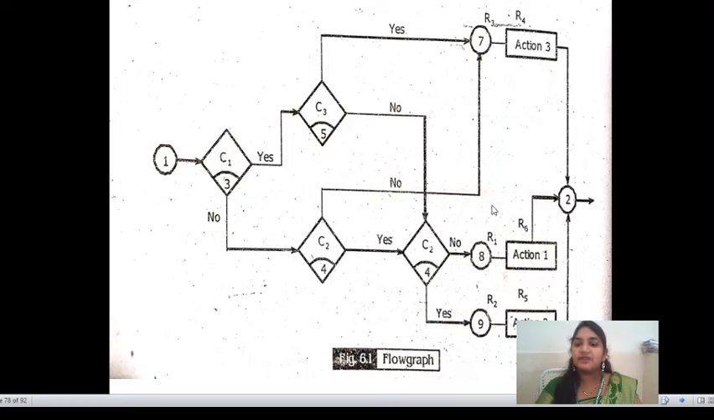Action 1, action 2, action 3 are the three actions to be performed, and 2 is nothing but the exit node. R1, R2, R3, R4 are all the rules. If the C1 satisfies the condition, then it checks the C3 condition. If it is no, then it goes to the C2 condition. If it is yes, again it goes to the C2 condition 4. So if C4 here C2 is yes, then it will go to performing rule 2 and the action will be generated. So this is about the flow graph which defines this.